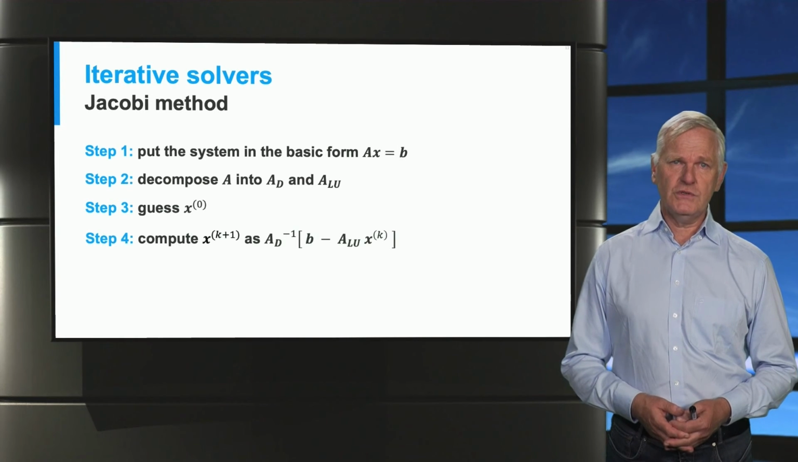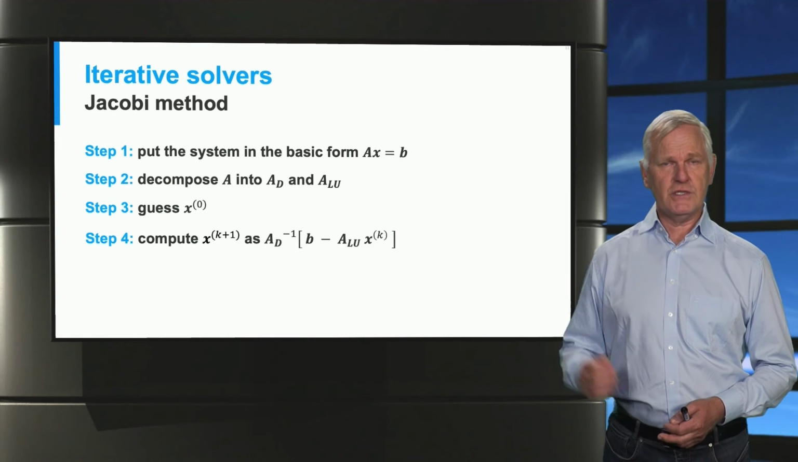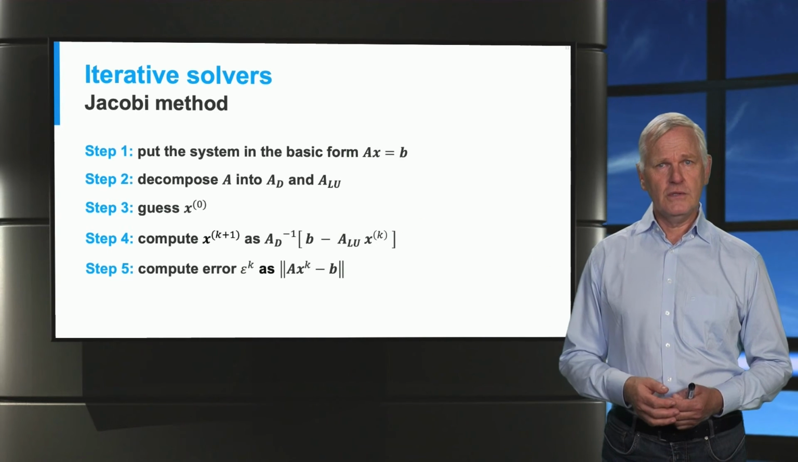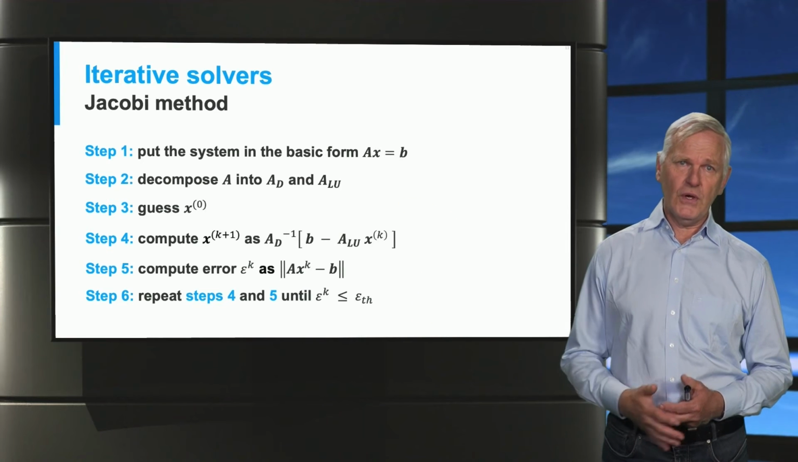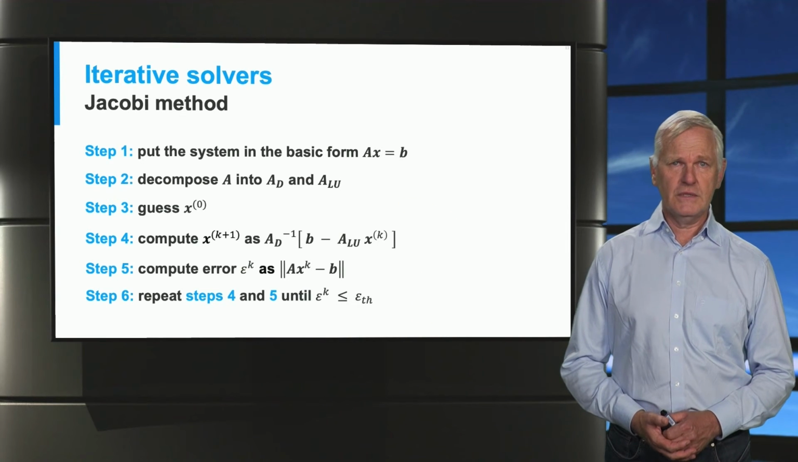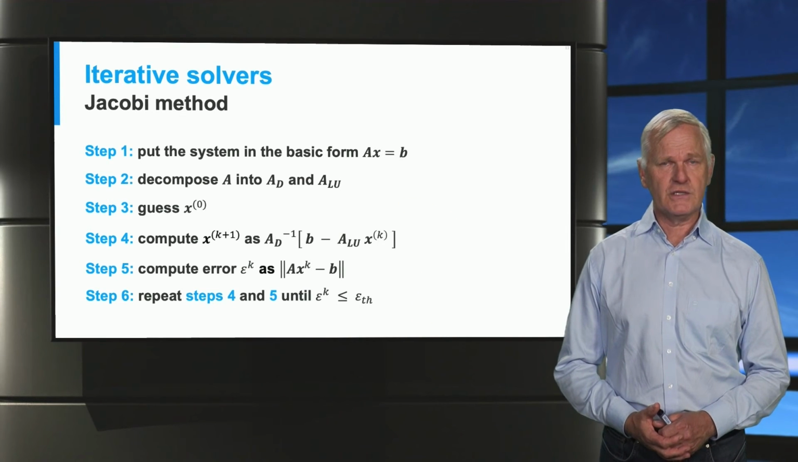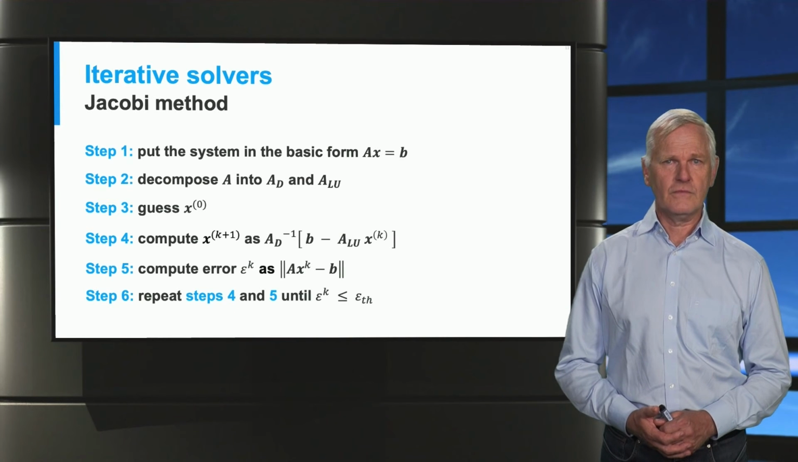After that we compute the next solution using this equation. Thereafter we compute the error. Finally we repeat steps 4 and 5 until the error is small enough. That means that the solution found for x is accurate enough.